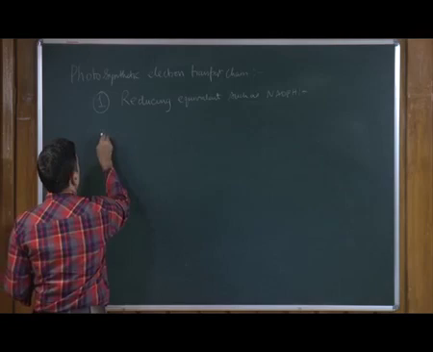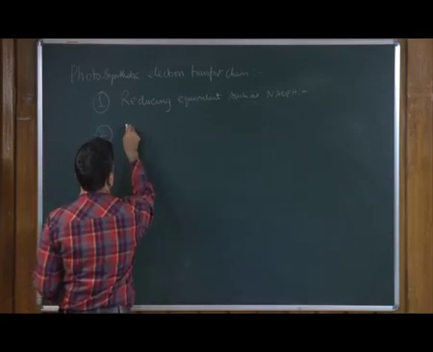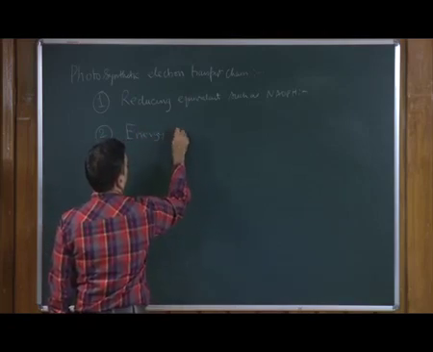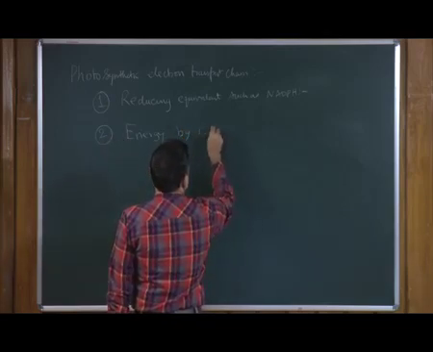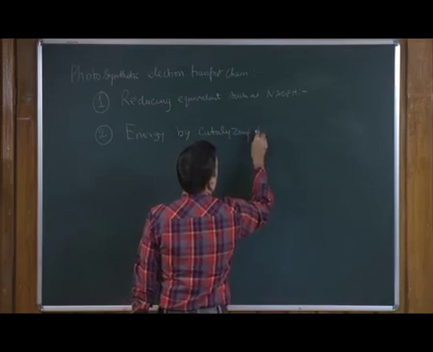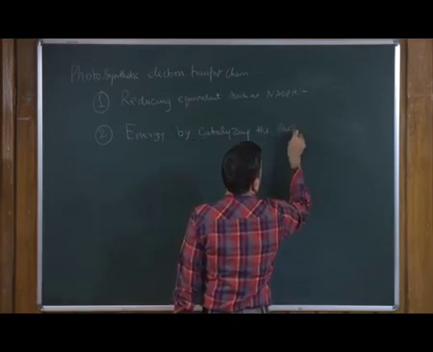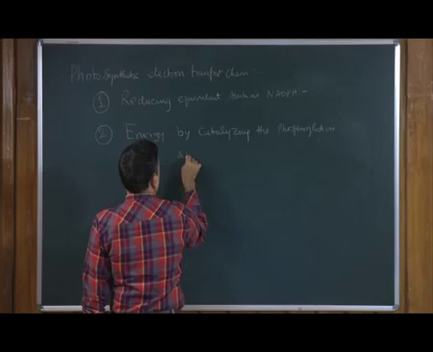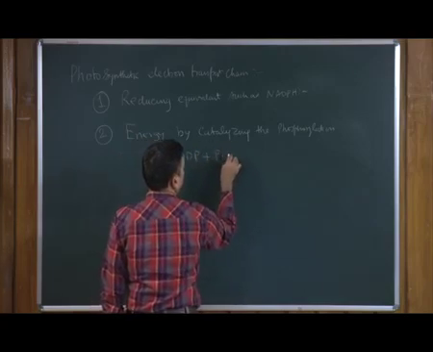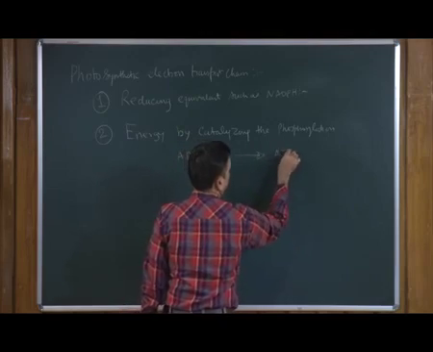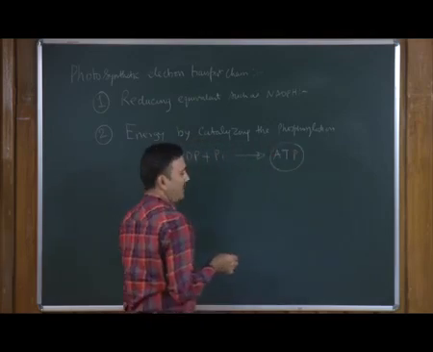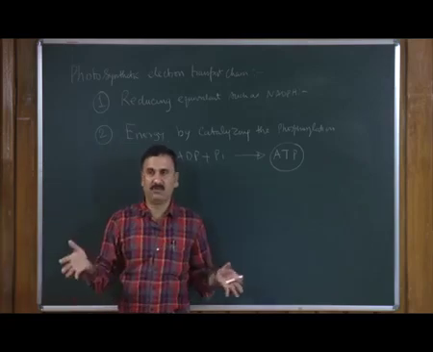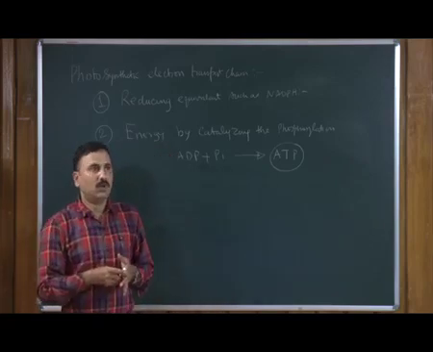The second is that it is also producing energy in the form of ATP by catalyzing the phosphorylation. It means it is catalyzing a phosphorylation reaction where it uses ADP and Pi to generate the ATP, and that ATP is used for various steps within the downstream chemical reactions which are part of this part of the photosynthesis.